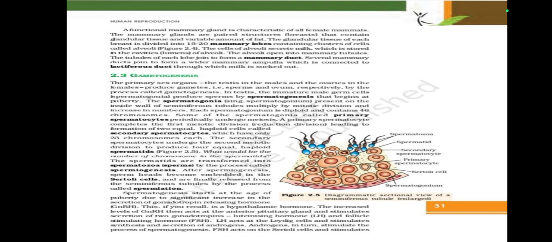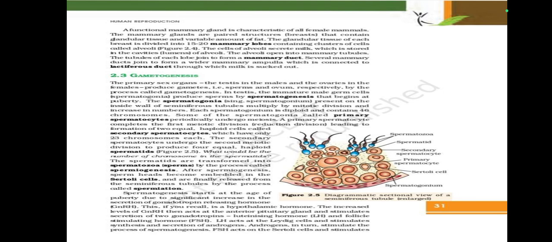The alveoli open into mammary tubules. The tubules of each lobe join to form a mammary duct. Several mammary ducts join to form a wider mammary ampulla, which is connected to a lactiferous duct through which milk is sucked out. Gametogenesis: the primary sex organs, the testes in the males and the ovaries in the females, produce gametes, that is sperms and ovum respectively, by the process called gametogenesis.